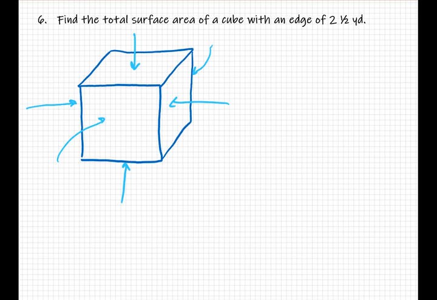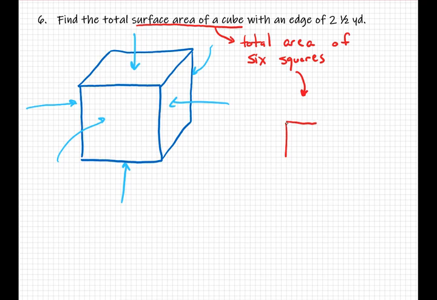So the surface area of a cube is going to be the total area of 6 squares. Okay, so each one of those squares is 2.5 yards by 2.5 yards. Okay, so the area of one face is 2.5 times 2.5.